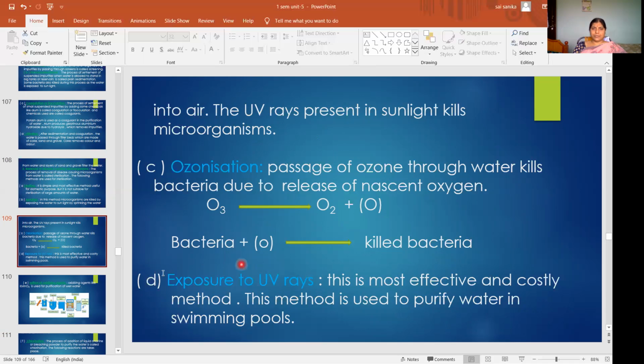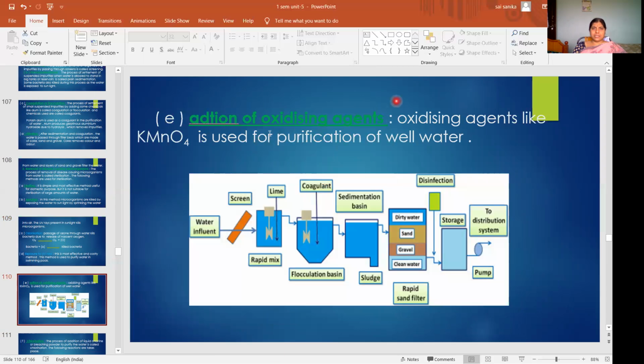And by exposing to UV rays, we can kill the bacteria. When water is exposed to UV rays, already here we studied, no? So that bacteria or microorganisms will be killed off. This method is very effective and costly, and this method is used to purify water in swimming pools. Then adding oxidizing agents like KMnO4 is used for the purification of well water. To purify well water, we are using this KMnO4.